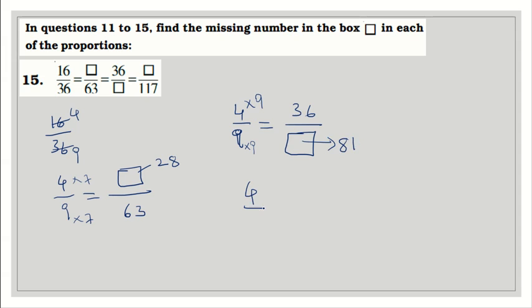Similarly, 4 upon 9 is equal to the missing number upon 117. That means denominator 9 is becoming 117. It becomes so only on multiplying it by 13. So 13 nines are 117. Similarly, numerator 4 also has to be multiplied by 13. So 4 thirteens are 52, and that is the missing number. So this is another method of reasoning it out in finding missing numbers.